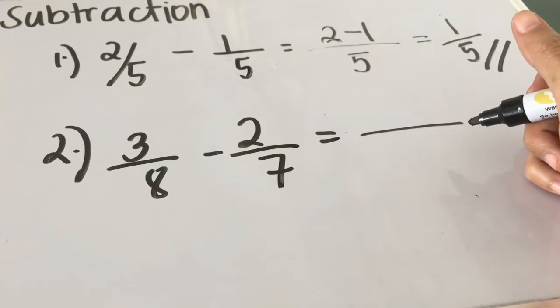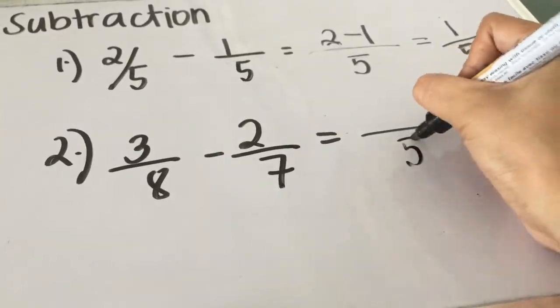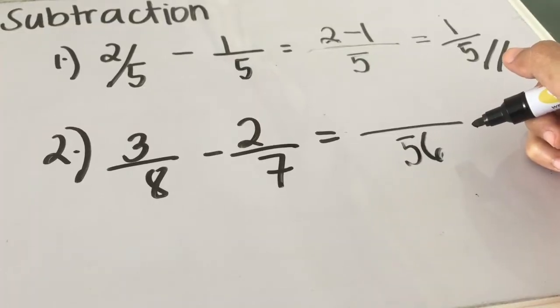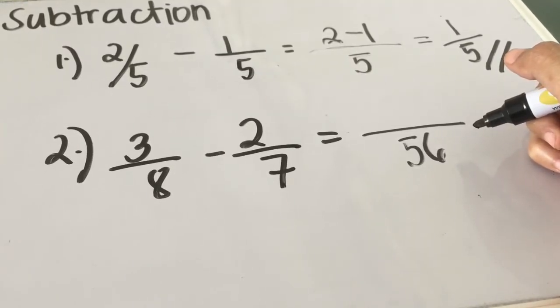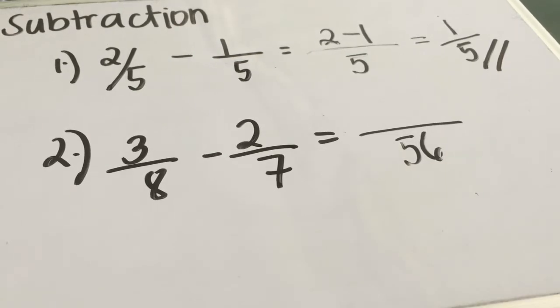We have 8 times 7. So, we have 56. Ang tanong, lower na ba ang 56? So, 56 divided by 8, we have 7. And 56 divided by 7, we have 8. So, our least common factor is 56.